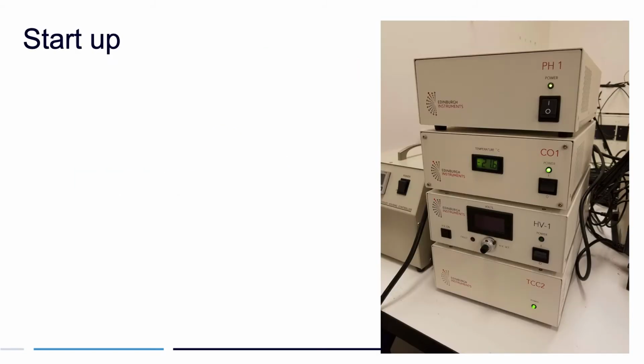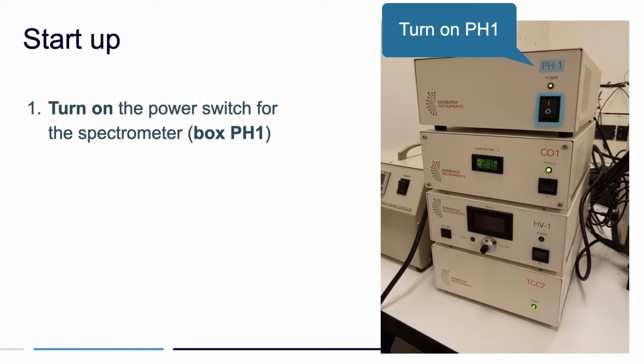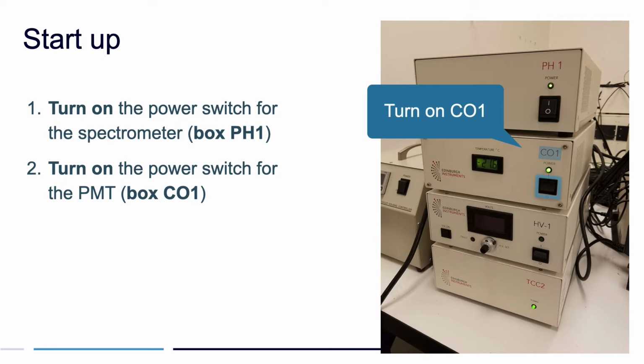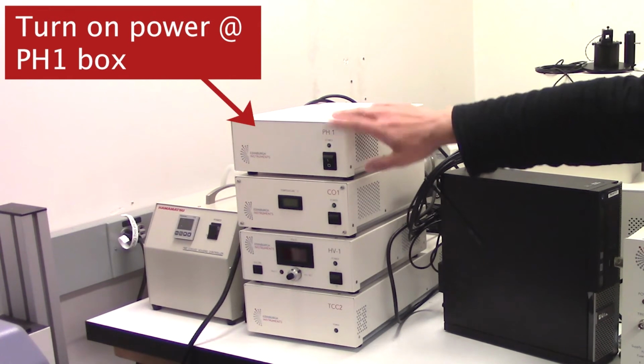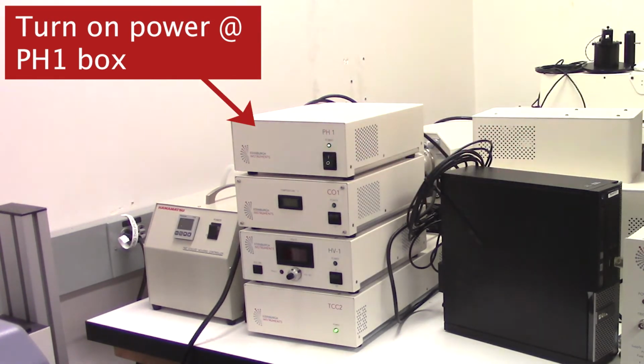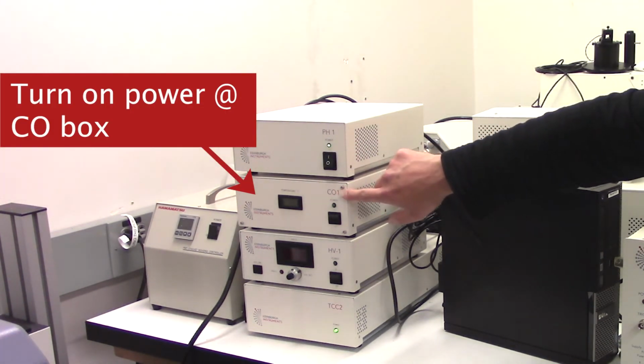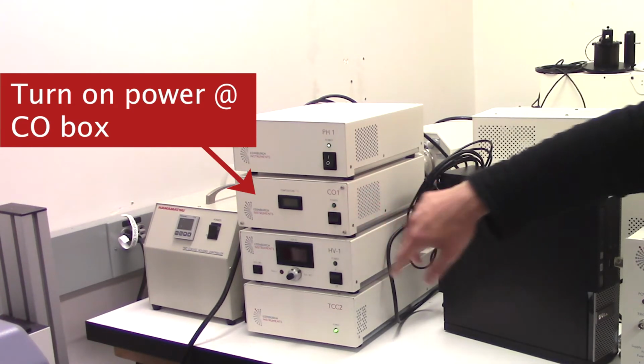The first thing you want to do when you first get to the instrument is to turn on the pH1 switch, which turns on the power for the spectrometer. Next, you'll turn on the CO1 switch, which turns on the power for the PMT. It will take about 30 minutes for the PMT temperature to stabilize below -21 degrees Celsius, but the longer you can wait, the less noise you'll have in your detector. So you should always plan to wait at least 30 minutes before you start doing your experiments.